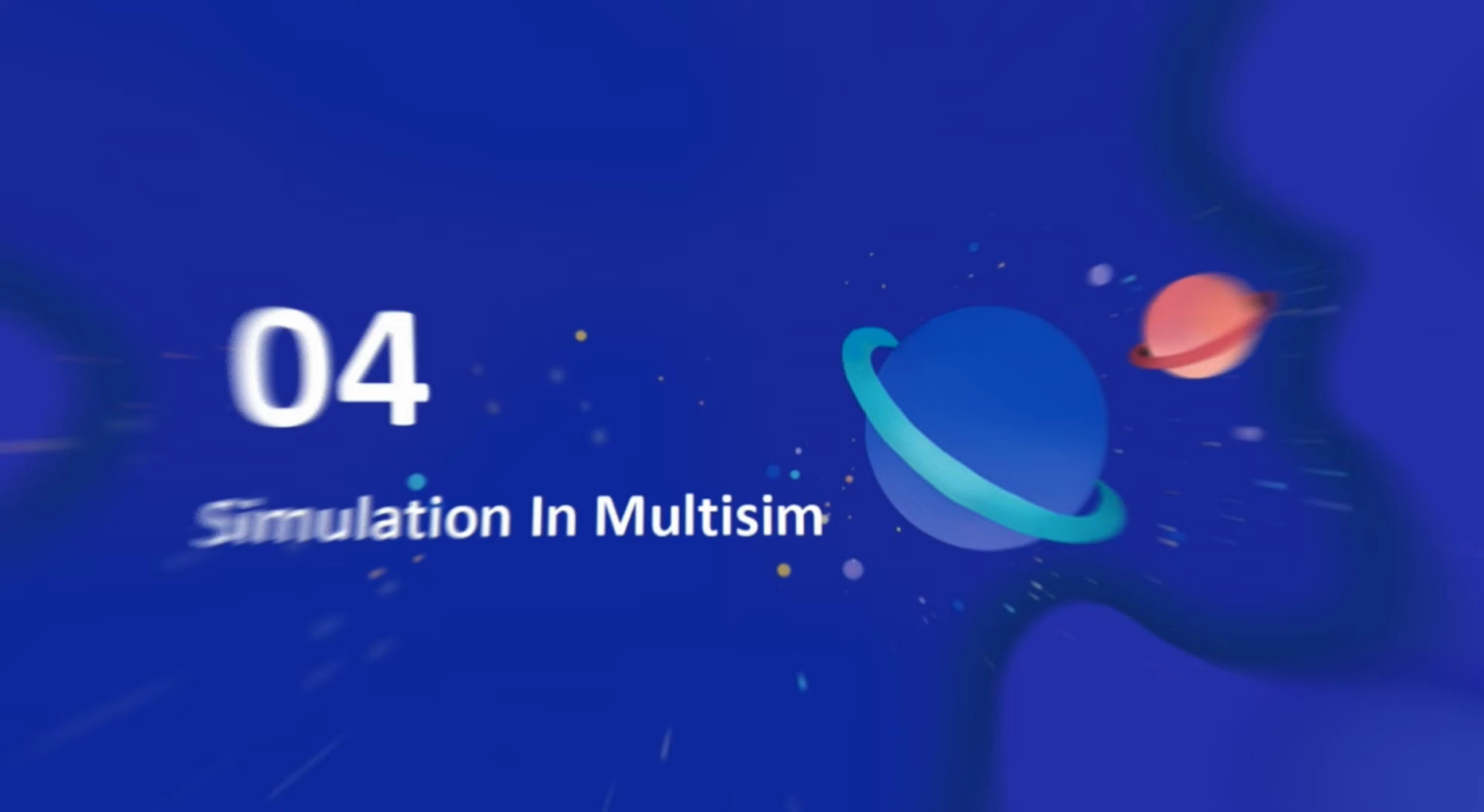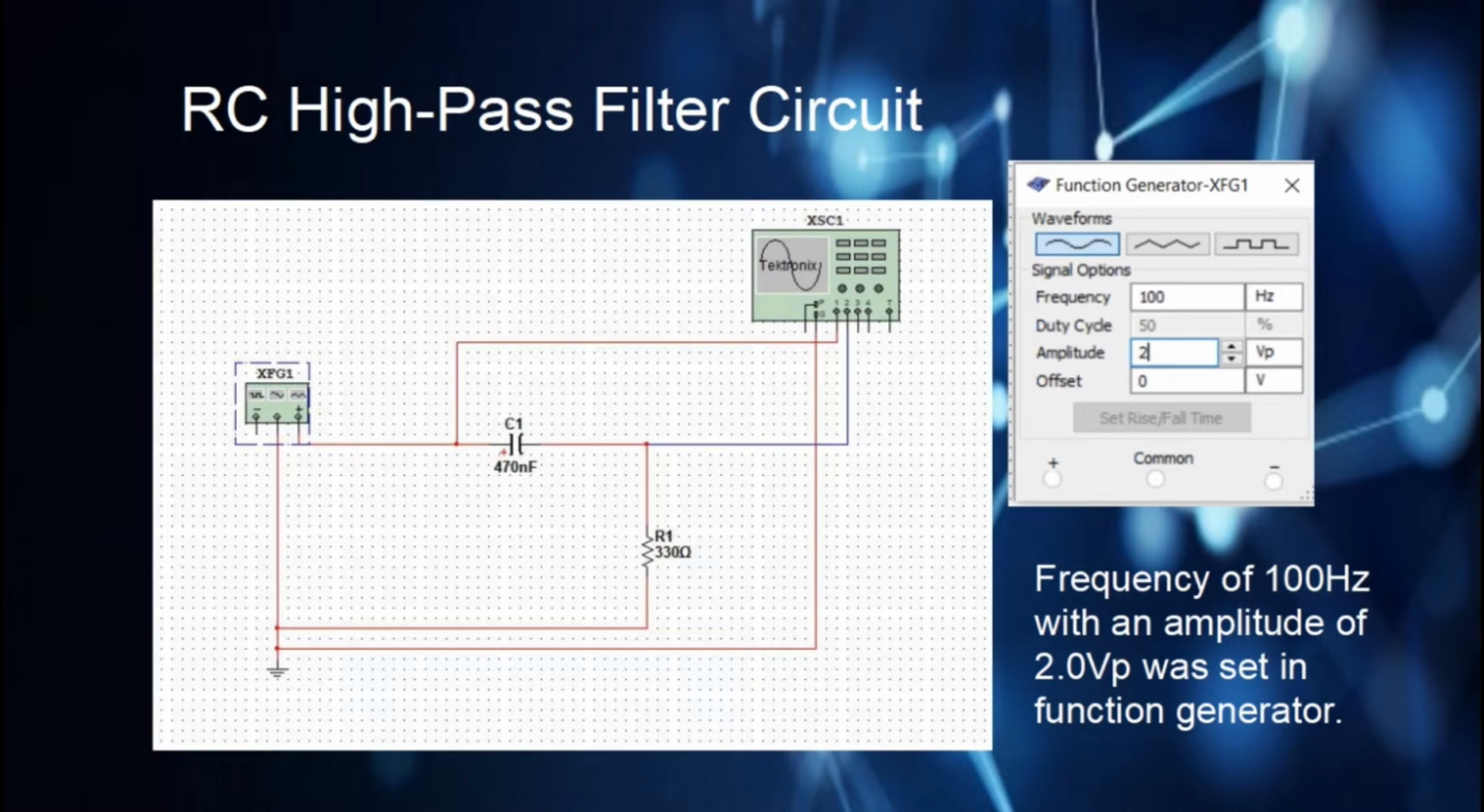Part 4 is the simulation in Multisim. This is the RC high-pass filter circuit. The frequency of 100 Hz with an amplitude of 2.0 Vp was set in the function generator. Channel 1 of the oscilloscope is connected to the input voltage of the circuit, and channel 2 is connected to the resistor. In this circuit, the value of the capacitor we use is 470 nanofarad, and for the resistor is 330 ohm.